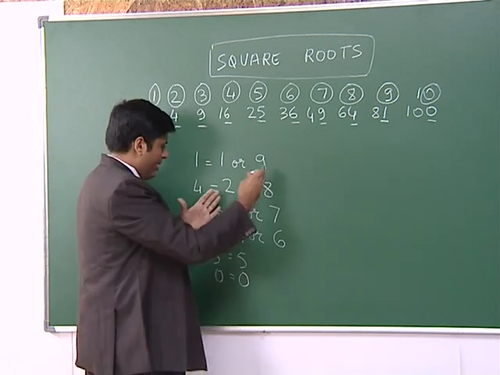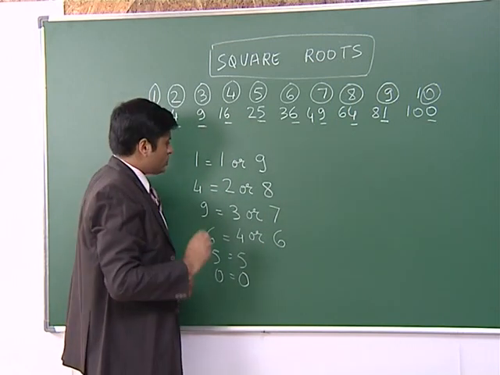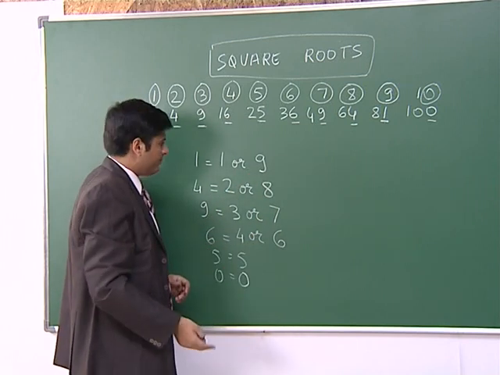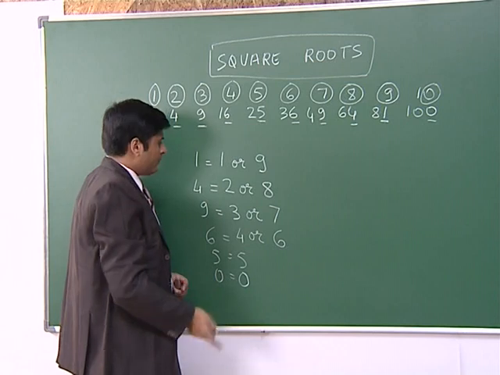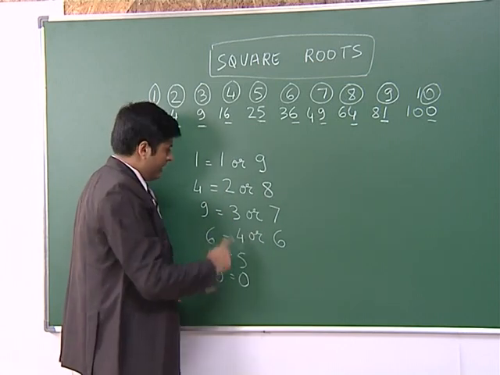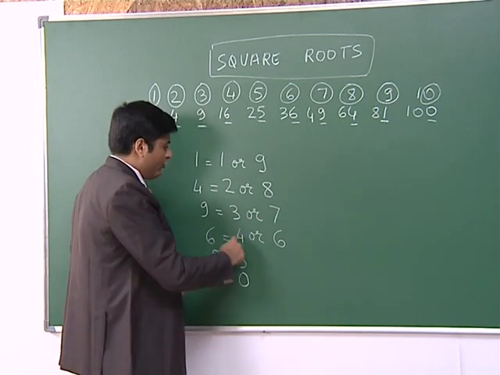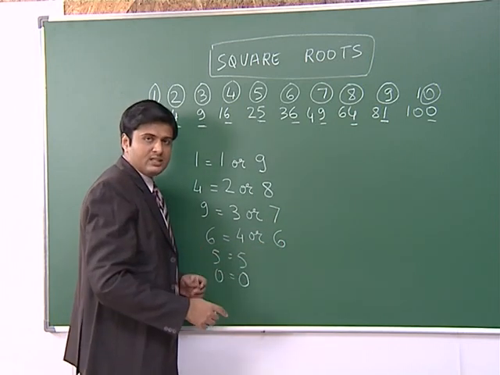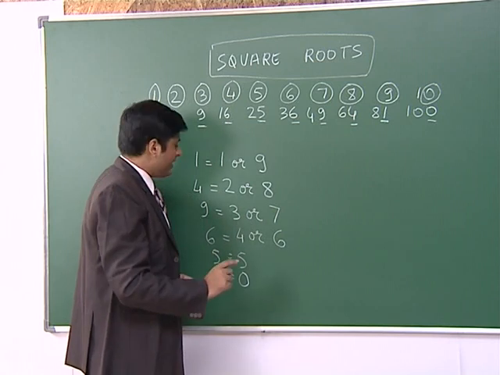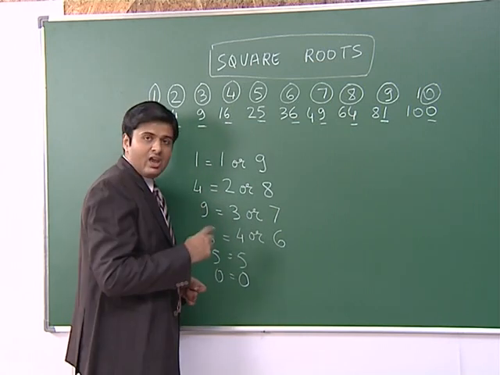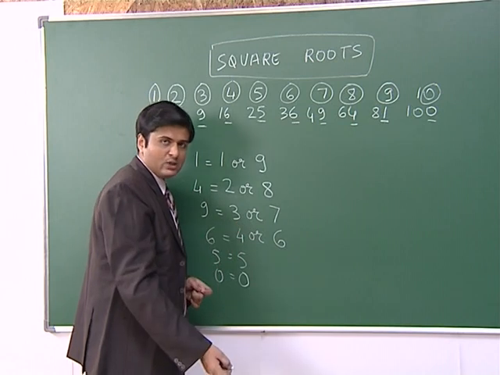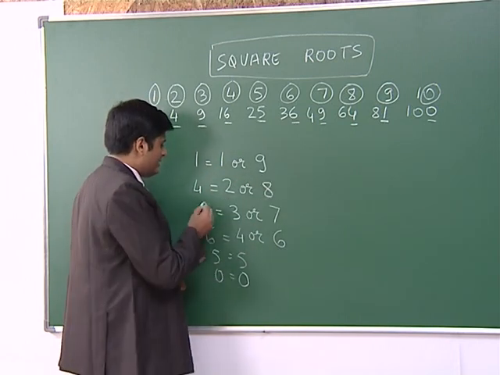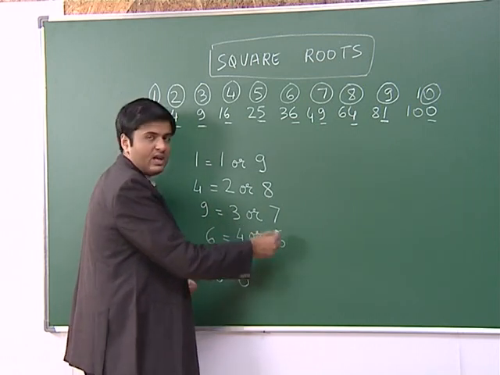An easy way to remember this entire key is to note that both these numbers always total up to 10. 1 plus 9 is 10, 2 plus 8 is 10, 3 plus 7 is 10, 4 plus 6 is 10. These are single numbers. So friends, on the basis of observing the last digit of the square, we can find the last digit of the square root. Square ends in 1, root will end in 1 or 9. Square ends in 9, root will end in 3 or 7.